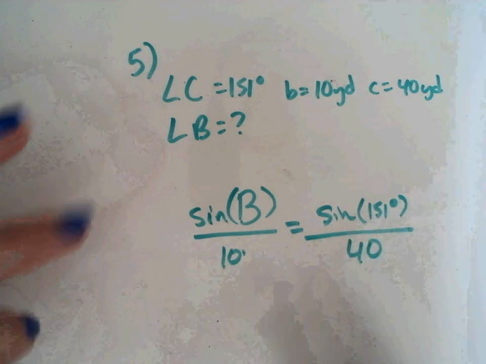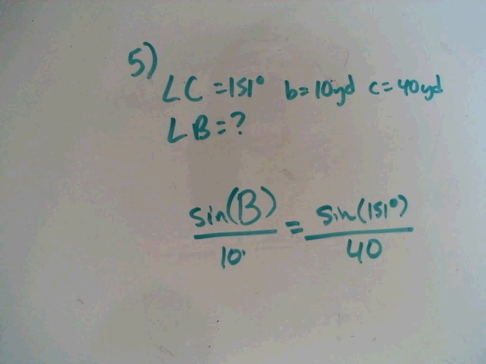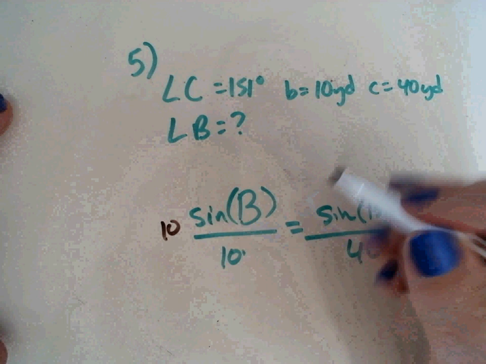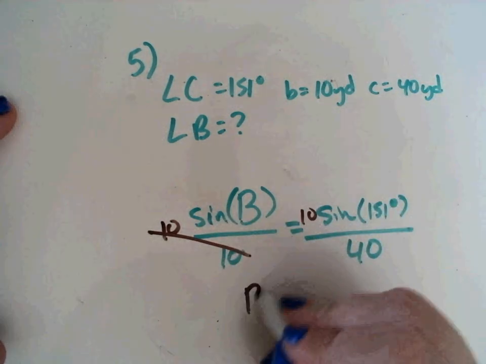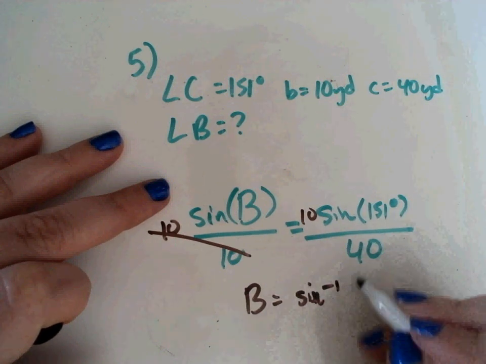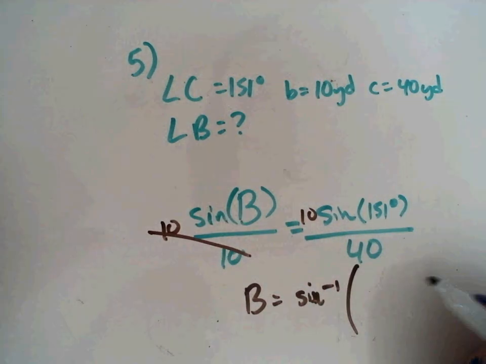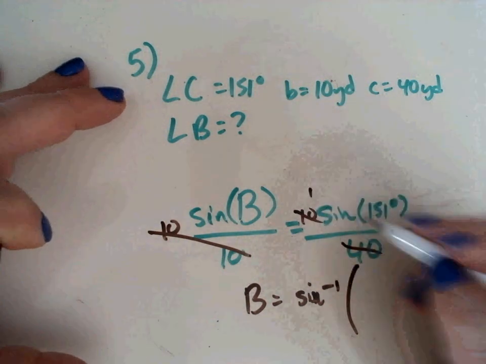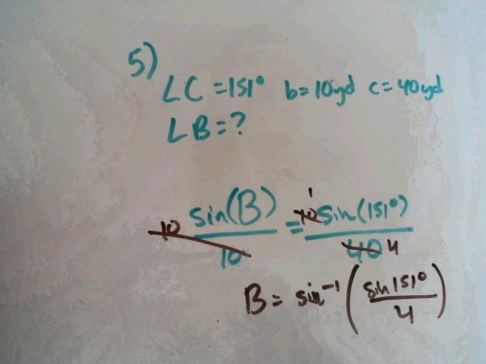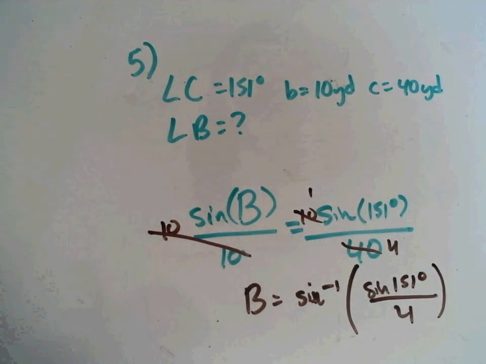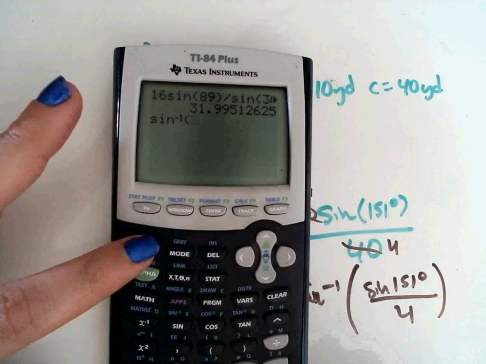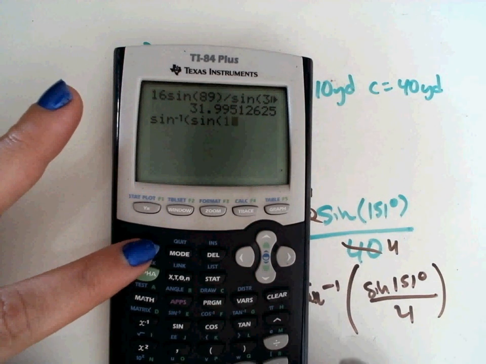So in this case, we're going to do a couple steps. First, in order to solve for angle B, you're going to multiply by 10. And then, in order to undo the sine, you're going to take the sine inverse. So sine inverse of 10 sine of 151 over 40, or you could simplify 10 and 40 and say 1/4. And so it just ends up being sine of 151 degrees over 4. And that's what I'll type in: sine inverse of sine of 151 divided by 4.